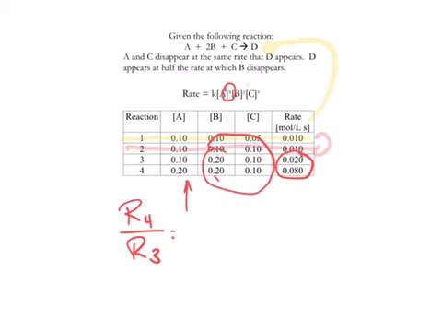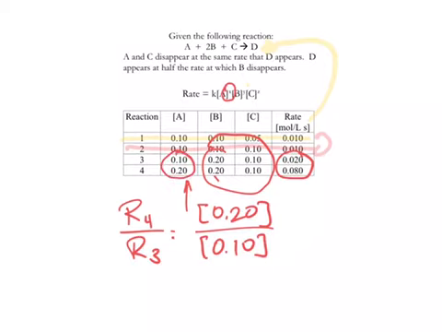Now, I'm initially going to write out everything. So I'm going to take the concentration of A, which is 0.20. The reason I chose rate 4 over rate 3 is that when I take 0.2 and divide that by 0.1, I get a whole number. If I took 3 and divided it by 4, I'd get a fraction. Fraction's no bueno, okay? So this is raised to the x power. This is raised to the x power.